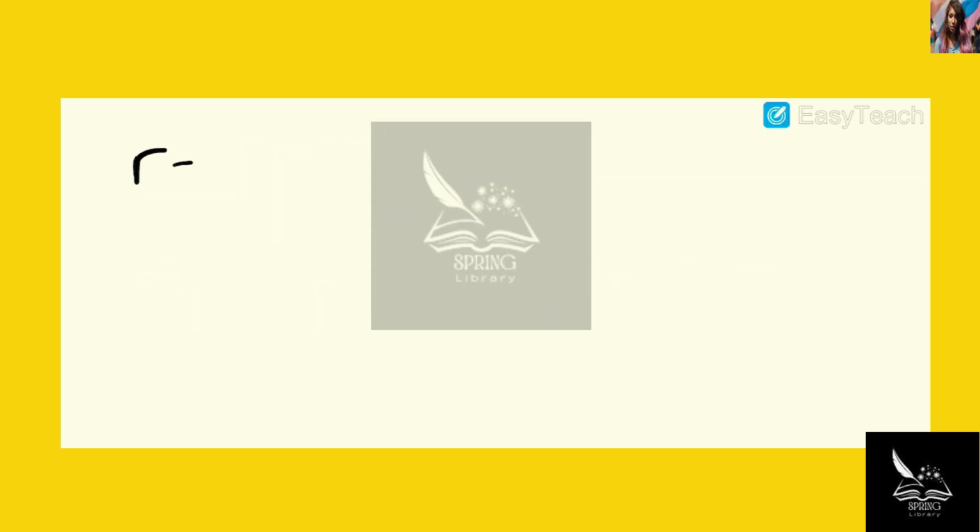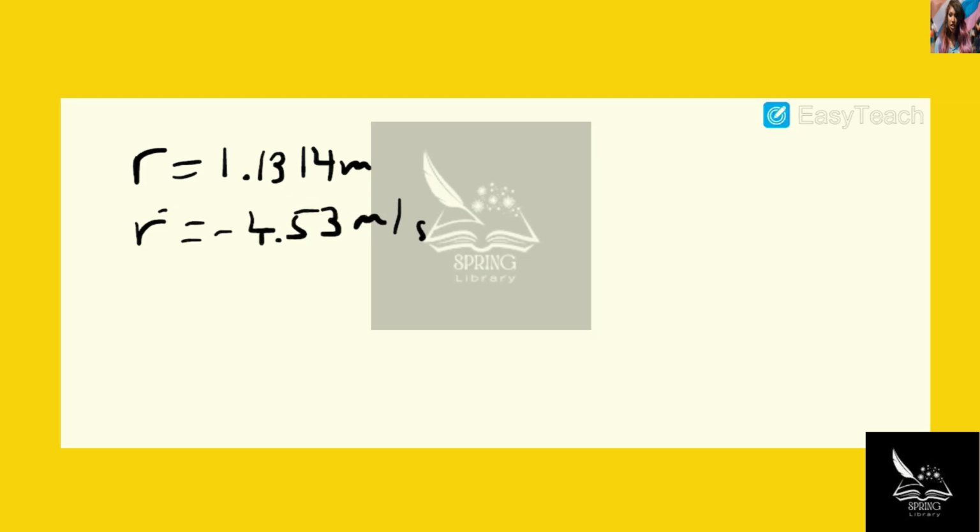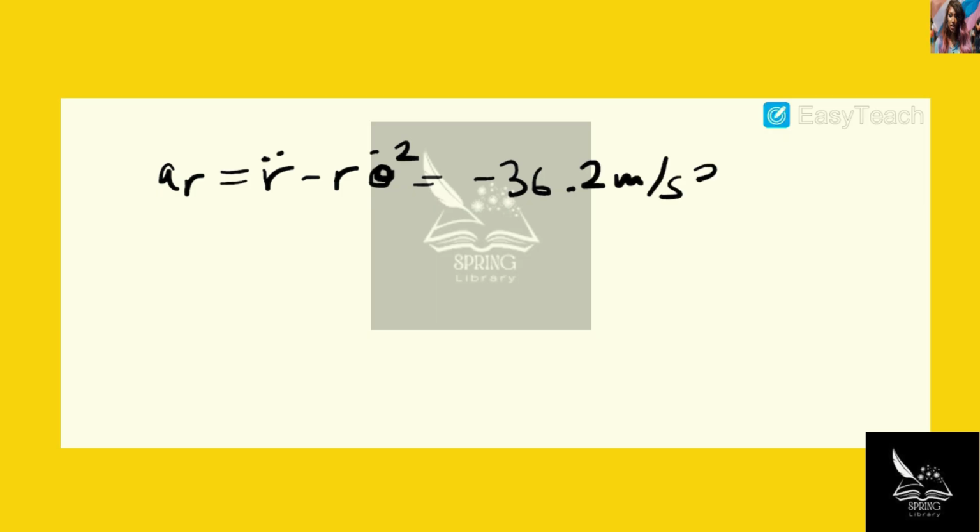Therefore, we can conclude that r is equal to 1.1314 meters at 30 degrees of theta. r dot is equal to negative 4.53 meters per second. And r double dot is equal to negative 18.102 meters per second squared. Then we can calculate a_r, or the acceleration in the radial direction. That's equal to r double dot minus r theta dot squared. And that's equal to negative 36.2 meters per second squared.